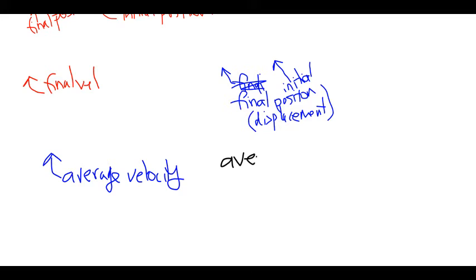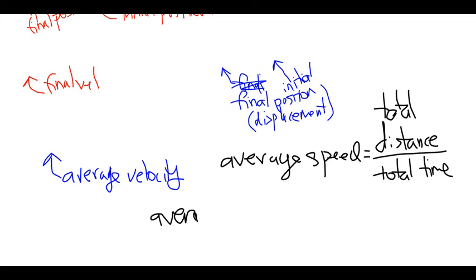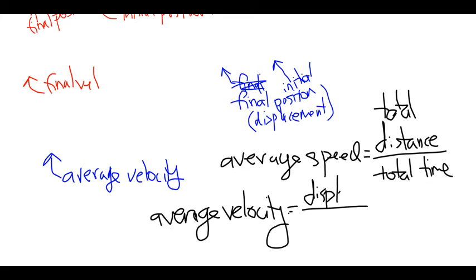Okay, and then you should also have on this page, we've talked about average speed and average velocity. So let's say average speed is total distance over total time. And average velocity was different from average speed in that we were talking about the total displacement. Displacement over time.